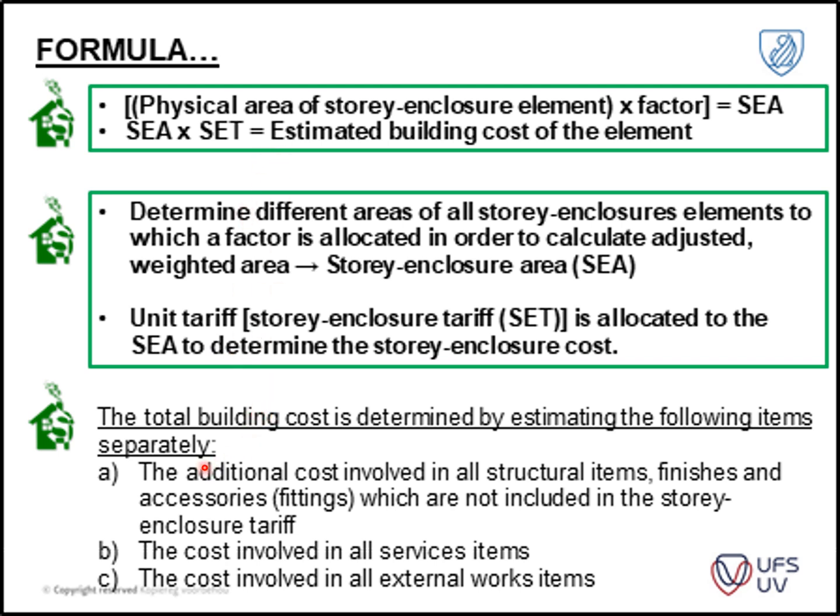So the total building cost is determined by estimating the following items separately: the additional cost involved in all the structure items, finishes, and accessories which are not included in the story enclosure tariff. Okay, so external works and so forth. The cost involved in all services items, and the cost involved in external works.